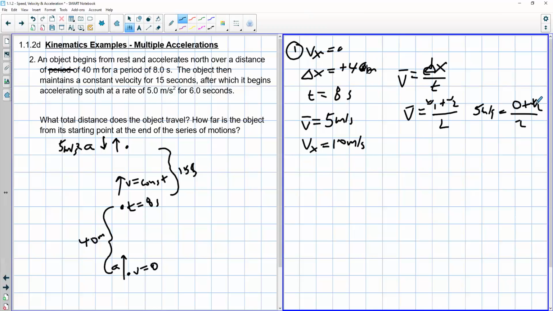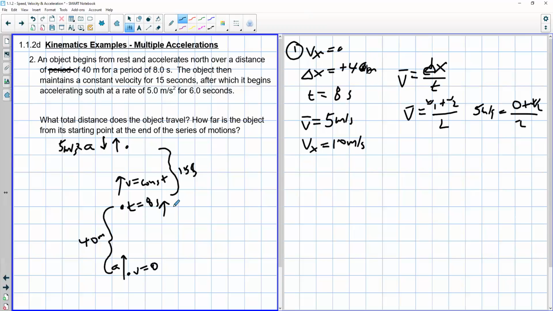All right, so for the first segment, we traveled a distance of 40 meters. We have a final speed of 10 meters per second. So the speed here, when we get to this point, is 10 meters per second. I'm not sure what the rate of acceleration is there. We can calculate it. We know the change in speed is from 0 to 10, and that happens in 8 seconds.